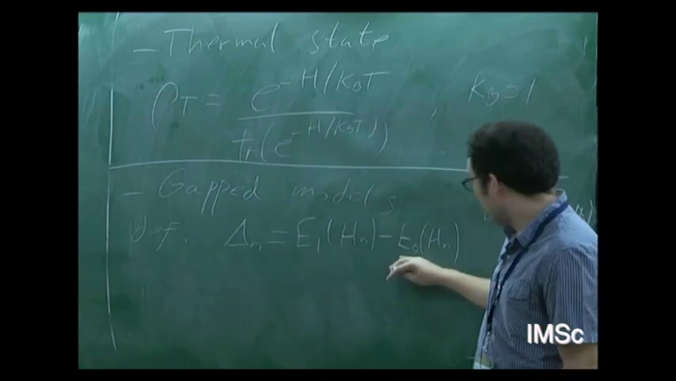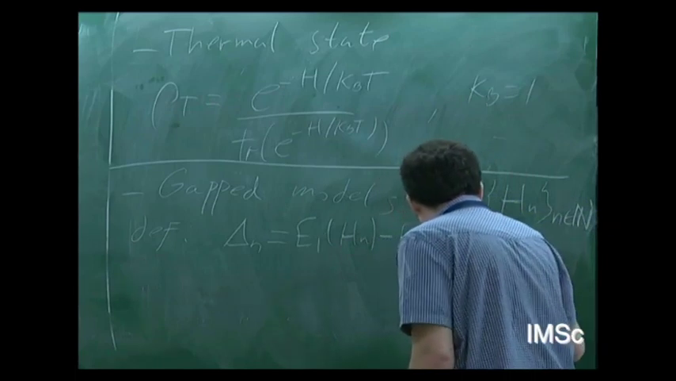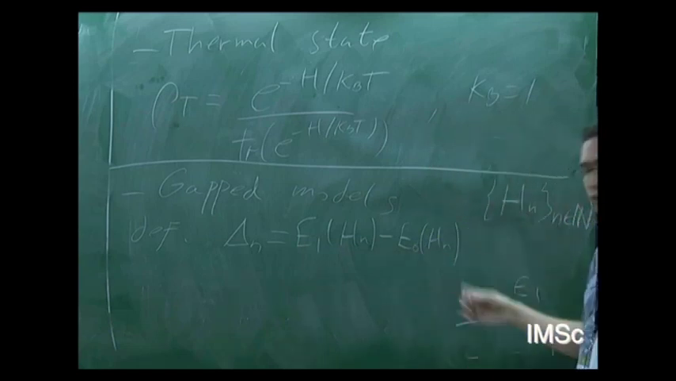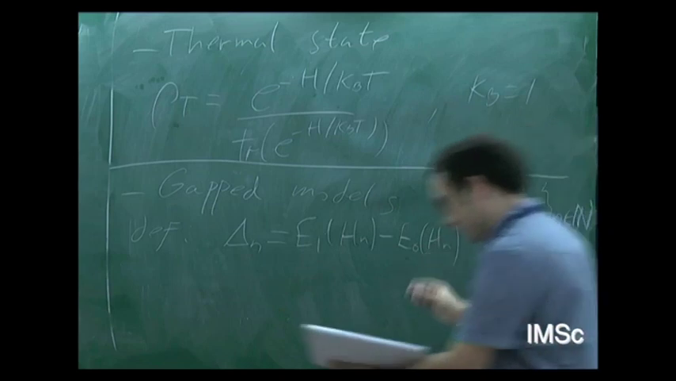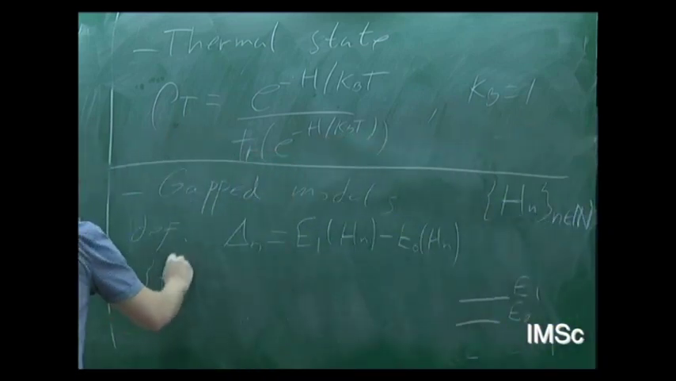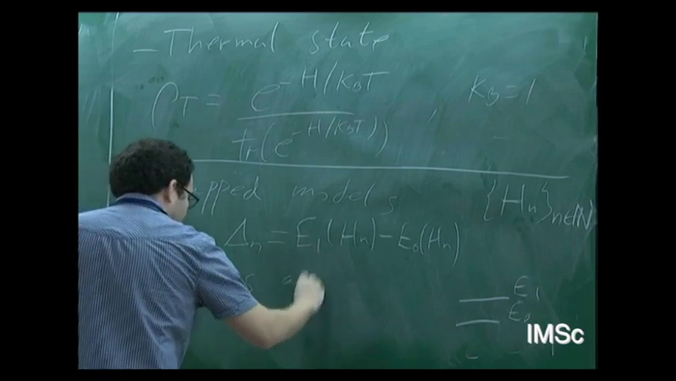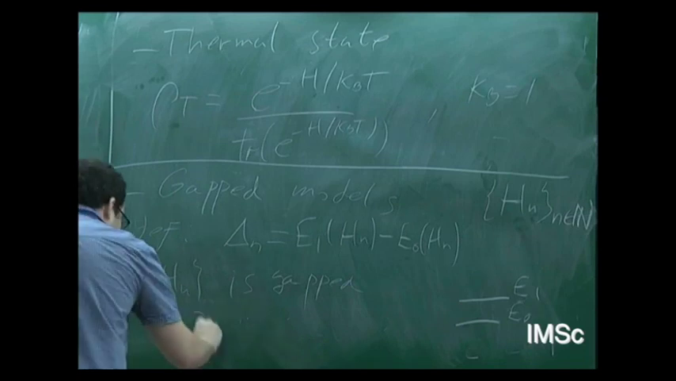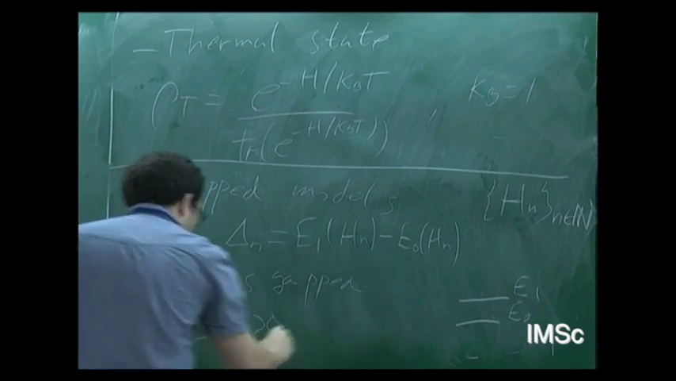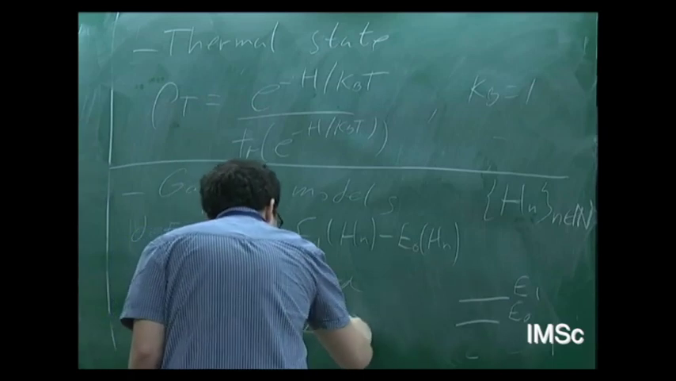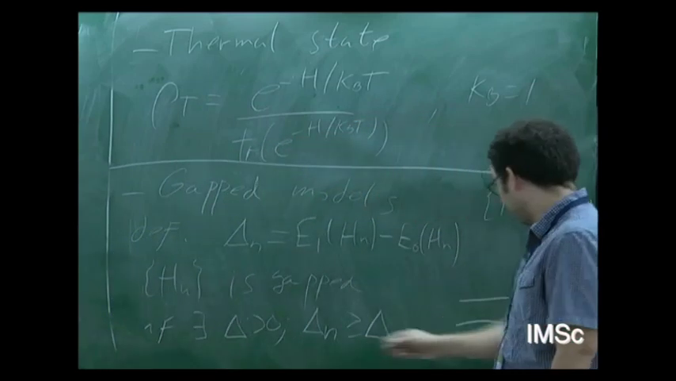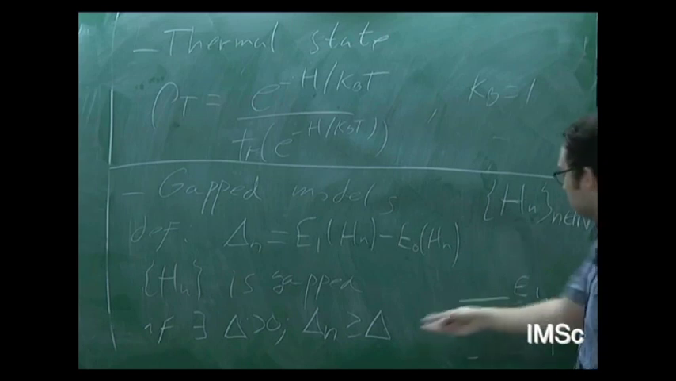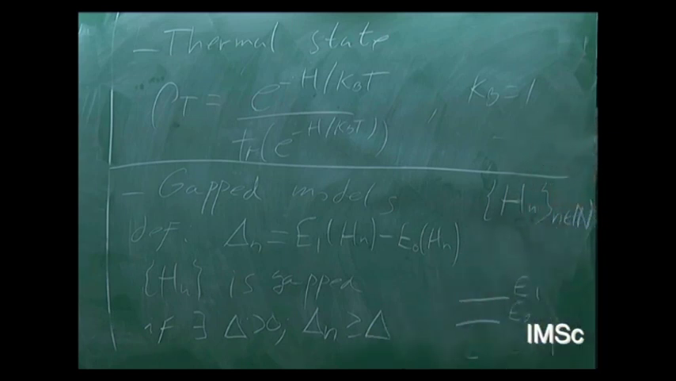So we have the minimum energy here, E0. Then we look at the next energy, E1. Of course, these two might change when we change the number of particles of the model. We want that this doesn't shrink. So the definition: we say that H_n is gapped if there exists some constant delta bigger than 0 for which delta_n is bigger than delta for all n. So it's exactly the situation: we have these two energies, they might vary with n, but they're always separated by some constant delta independent of n.